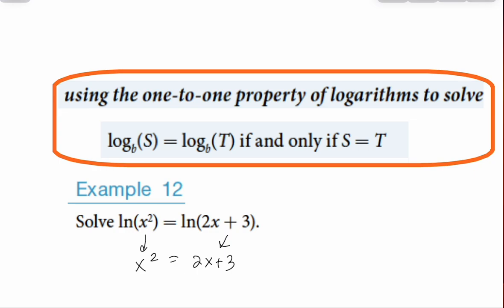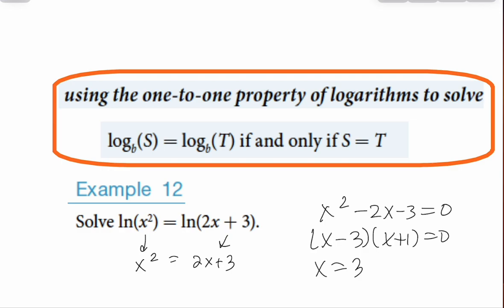Now, how do you solve a problem like that? Well, that's a quadratic. We've learned how to solve problems like that: get it set equal to 0, and either use the quadratic formula or try to factor it. That's factorable, x minus 3 and x plus 1. So x equals 3 or x equals negative 1.